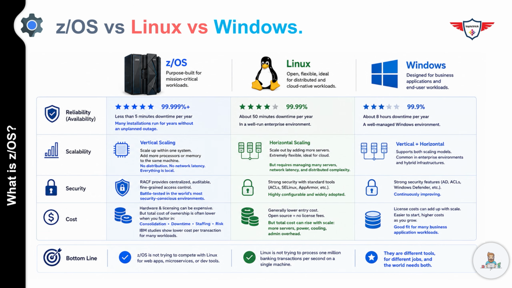Now, the next important parameter is cost. This is where the conversation gets nuanced. Mainframe hardware is expensive, z/OS license is expensive, but when you factor in the total picture, that is hardware, software, staffing, downtime, and risk, many organizations find that consolidating on z/OS is actually cheaper than running hundreds of Linux servers doing the same work.